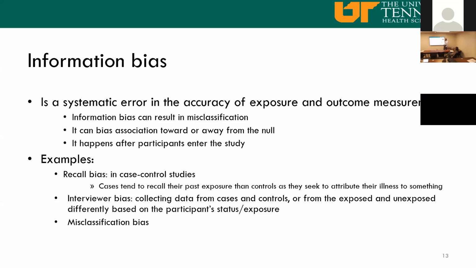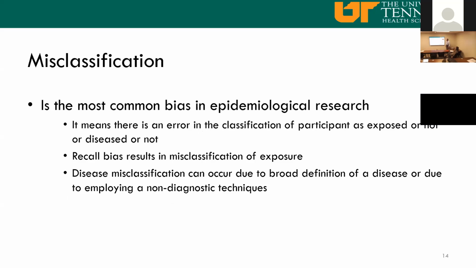Misclassification bias actually also includes recall bias. Misclassification bias is one type of information bias. Actually, it's the most common type of bias. Misclassification means there is an error in the classification of participants as exposed or non-exposed, disease or not. Recall bias results in misclassification of exposure, especially in those in the controls.